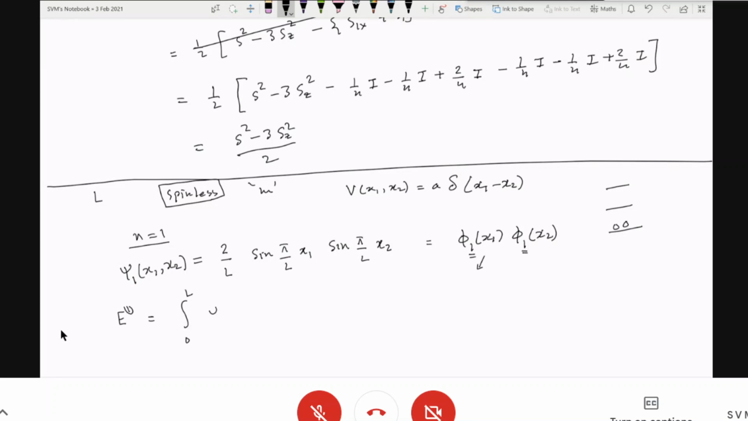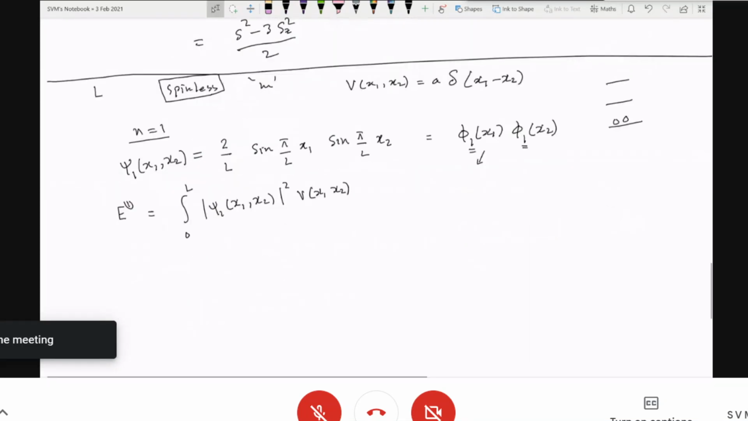Okay, so this is |psi 1 of x1, x2| modulus square into V of x1, x2. Correct? So this is the expectation value basically, because this variable is only in terms of x1, x2. I wrote it like this. Otherwise, you have to write wave function psi star V psi like that.